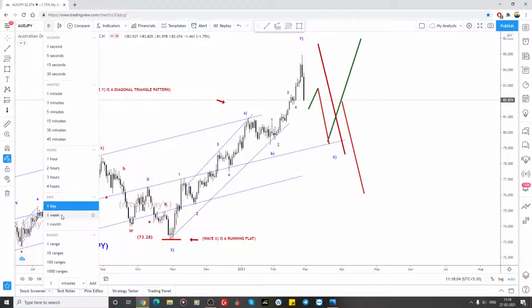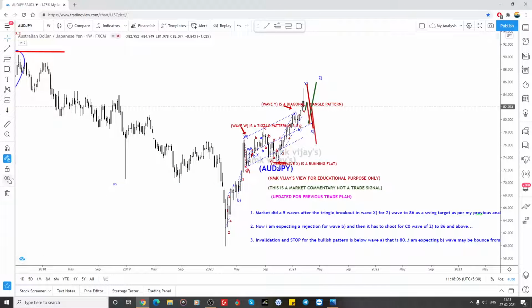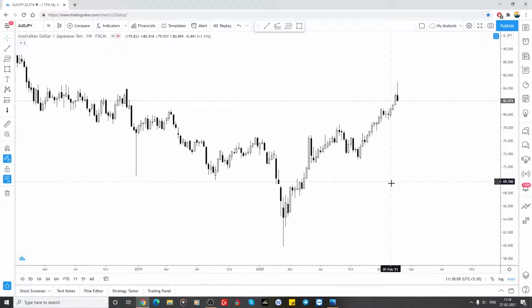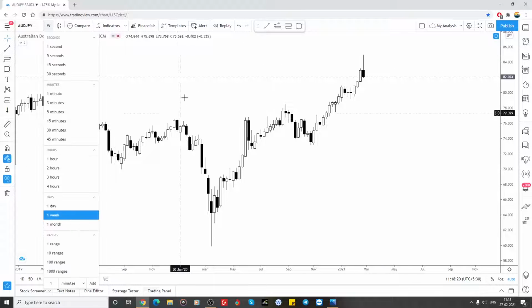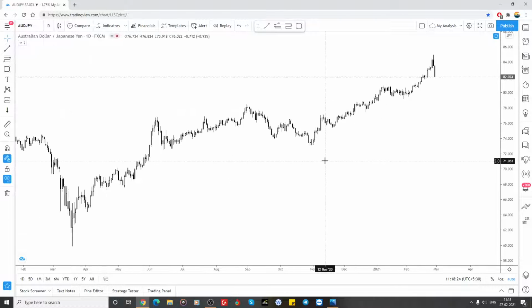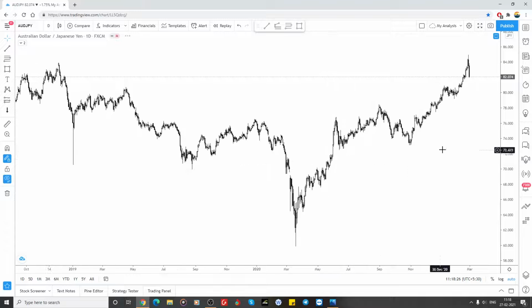See, if you look at that weekly, it is perfectly in the 5-wave structure, 1, 2, 3, 4, 5. So after this A, this is a B and this is a C. So always, don't look only at the smaller time frame. In the bigger time frame, it will show you clearly.